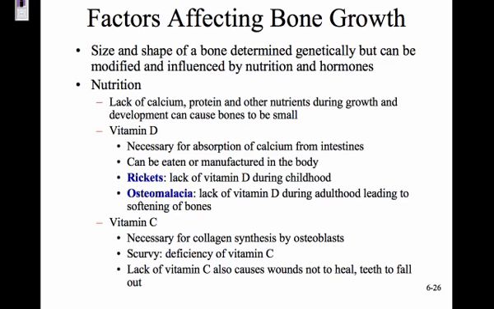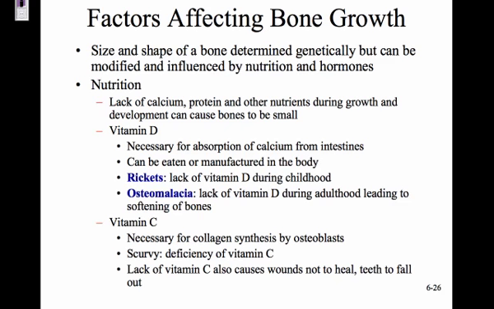The factors affecting bone growth can be determined genetically, but there's nutritional factors and hormonal factors. Some nutritional factors is calcium. You need calcium for your bones to grow. But in order to absorb calcium, you need some vitamin D, which we talked about how vitamin D is produced last chapter. If you don't get enough vitamin D and you can't absorb that calcium, in childhood it's called rickets. In adulthood, it's called osteomalacia.